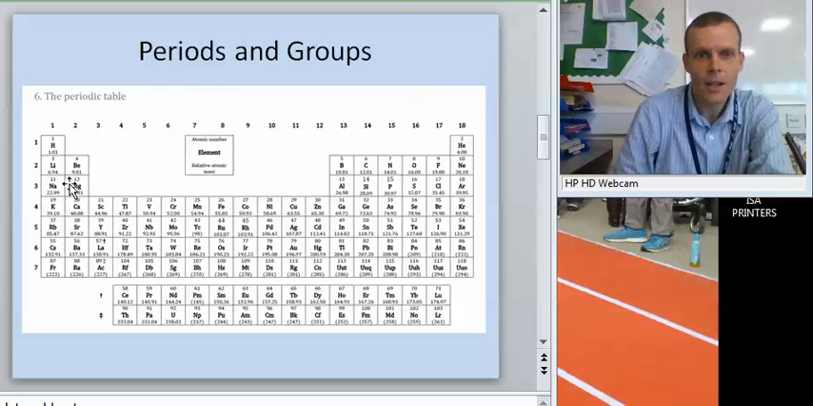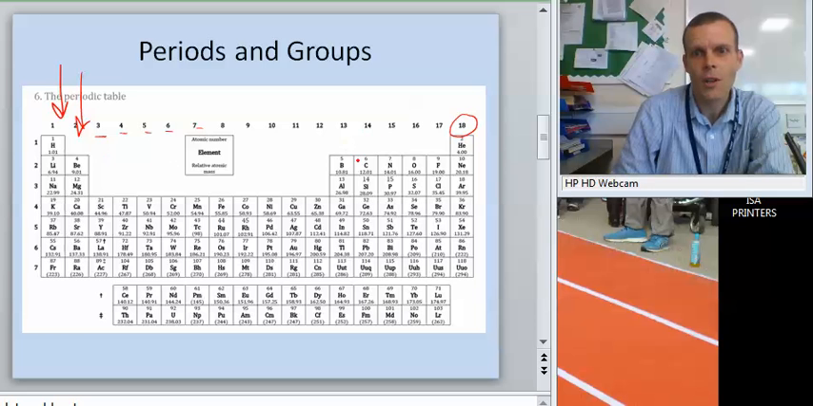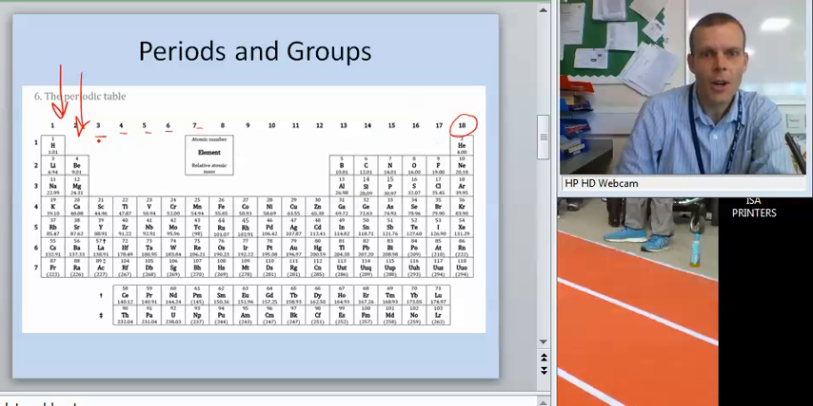You can see they're listed in order of increasing atomic number. But rather than just as a long list, they've been broken down into groups. There's group 1, group 2, 3, 4, 5, 6, 7, 8, all the way to group 18. You've maybe learned to name them 1, 2, 3, 4, 5, 6, 7, 8. But the IB system wants us to bring in the transition metal groups as well. So we're going to use 1 to 18 for the groups.